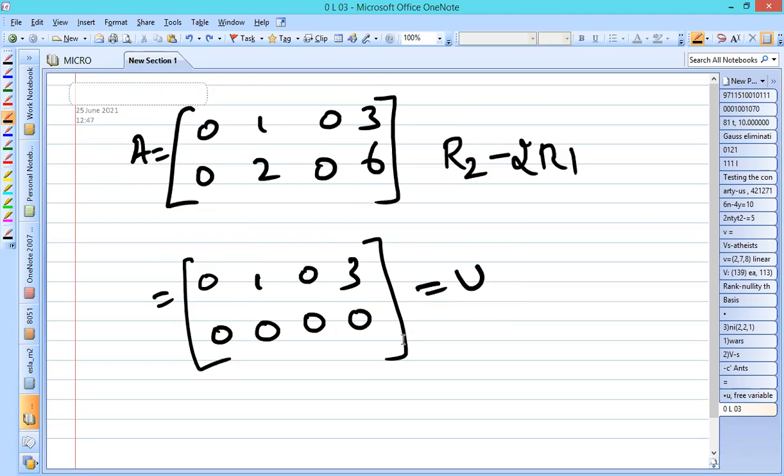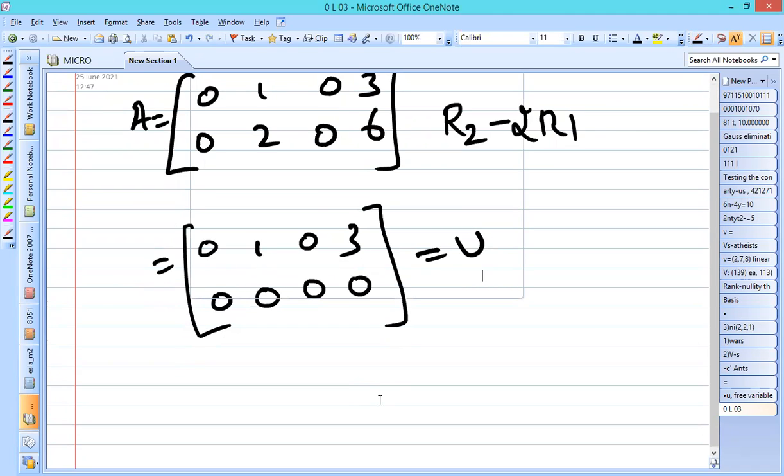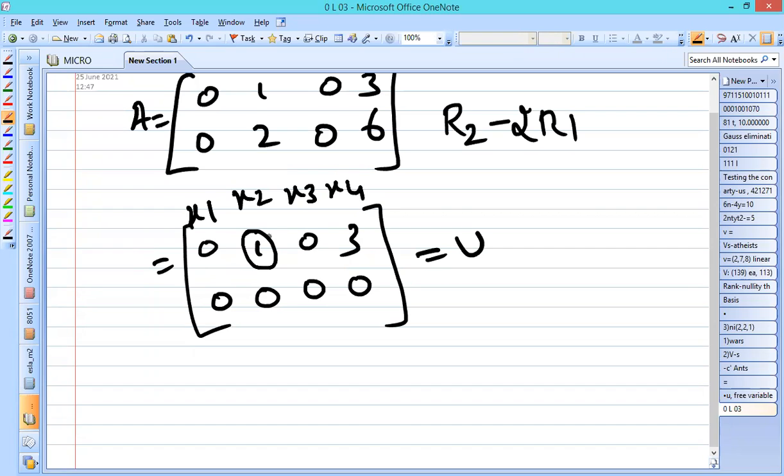After that, we need to identify the free variables. In order to get the free variables, first identify the pivot in the matrix. In the first row, the pivot is 1, present in the second column. This corresponds to the variables x1, x2, x3, x4. The pivot is in the second column, so we can say that the variables x1, x3, x4 are the free variables.